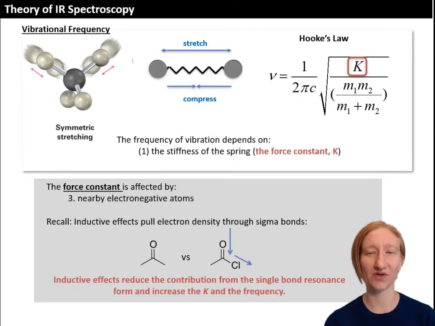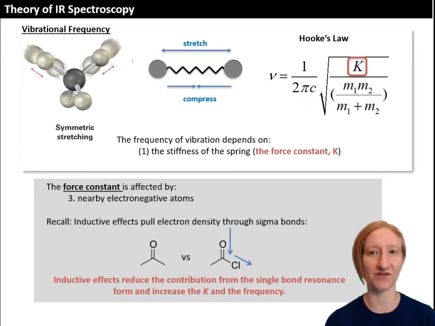The third factor that we'll consider is the influence of nearby electronegative atoms. Remember that inductive effects pull electron density through sigma bonds, and in this way inductive effects can influence the bond strength. For example, if we compare this ketone with the acid chloride, again thinking about the carbon-oxygen double bond stretching frequencies, the chlorine is inductively withdrawing, it's electronegative, and it pulls electron density toward itself.